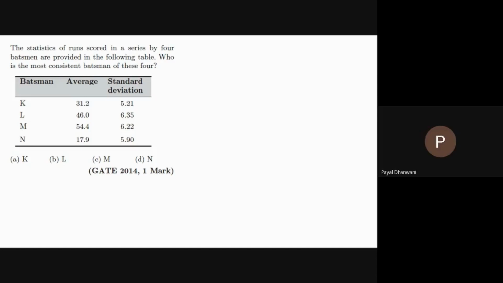K. Yes, that's correct. K. The lowest standard deviation. The lowest standard deviation. So this is the most consistent.